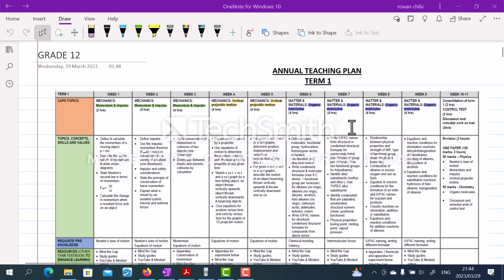As you can see, you have momentum and impulse from week 1 to week 3, and then vertical projectile motion from week 4 to week 5, then organic molecules from week 6 to week 9. There is another topic in grade 12, which is Newton's laws. So altogether the topics are 4. So this is your ATP.